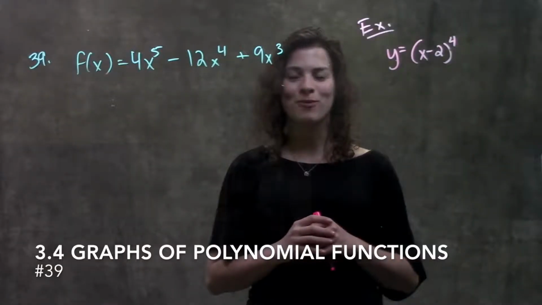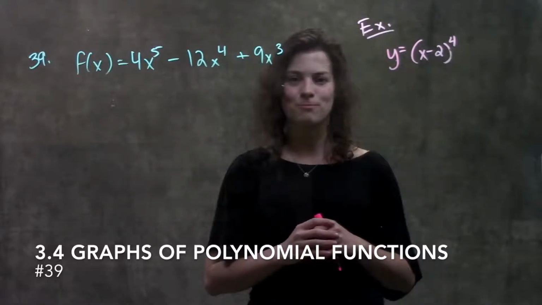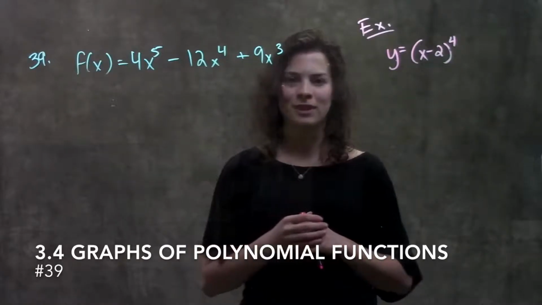This is section 3.4, Graphs of Polynomial Functions. In this video, we're going to go through number 39 in your book. In this problem, it's asking us to find the zeros and the multiplicity of this function.